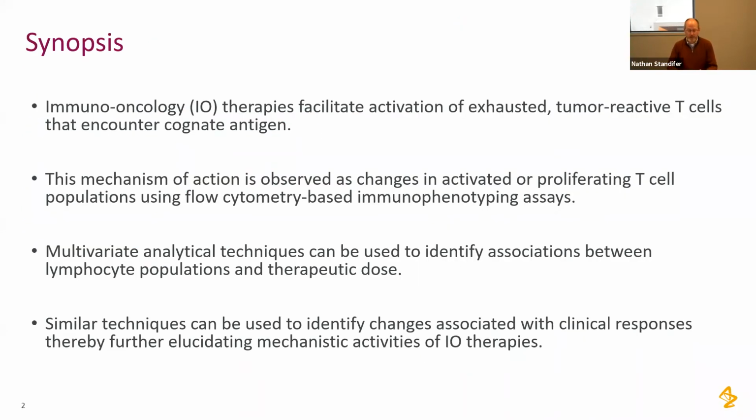The first slide provides a synopsis of the key points to be provided today. I'd like to only highlight the first two bullet points, in which the rationale for monitoring lymphocyte populations in IO trials is detailed. Basically, our current mechanistic understanding of IO therapeutics is that they facilitate activation of tumor-reactive T cells upon encounter with antigen. This can, of course, be monitored using validated immunophenotyping assays to detect and quantify discrete activated or proliferating T cell populations in patient blood specimens.